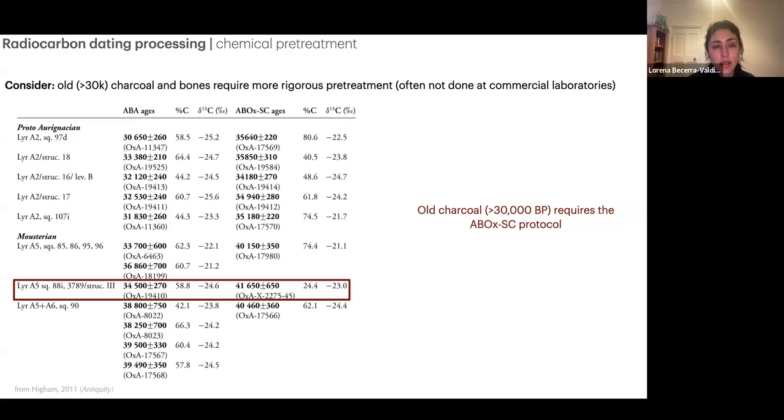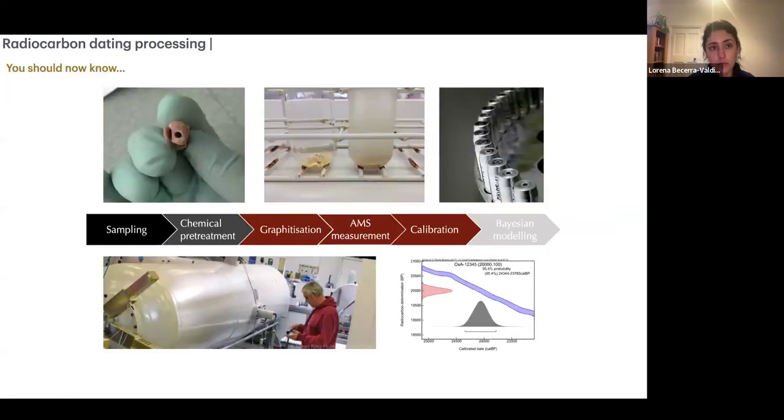And you can see here in a study that came out in 2011, what they did is that they took different charcoal samples, the same charcoal, and subjected it to ABA versus that combustion step, so a more rigorous methodology. You can see in the red square that the same sample yielded an age of about 34,000 BP when done under ABA, and then 41,650 BP when combusted with that different method. So again, just keep that in mind for your samples.